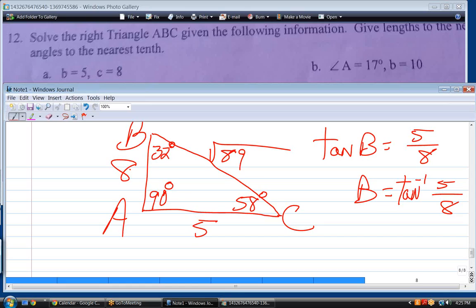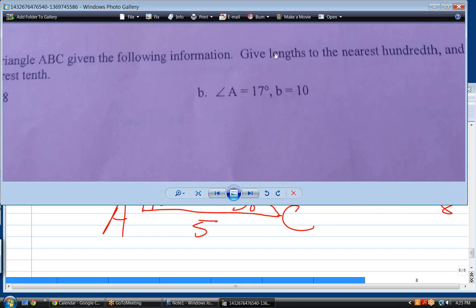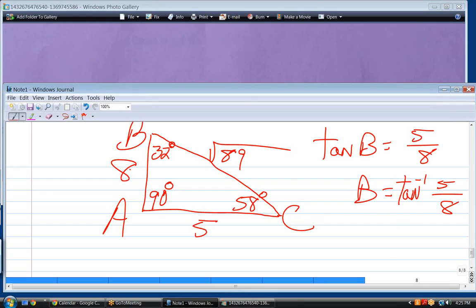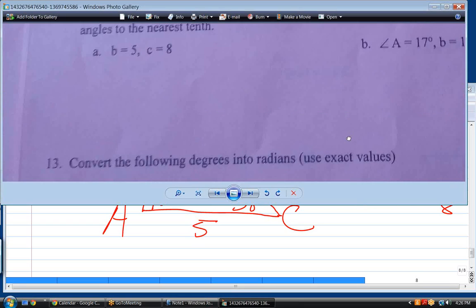Now, we have all three sides, we have all three angles, but we haven't answered their question. Give lengths to the nearest hundredth. So what do we need to do here? Take the square root of 89. What do you get? 9.43. You rounded that off to the nearest hundredth? Yep. Good. All right, so that's the way we do those kind of problems.